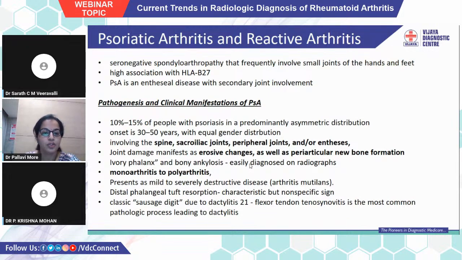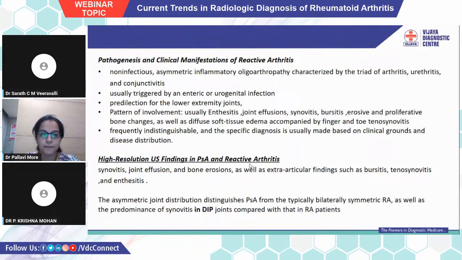It also involves the spine, sacroiliac joints, peripheral joints and or enthesis. The joint damage manifests as erosive changes as well as periarticular new bone formation. The periarticular new bone formation may eventually lead to ivory phalanx and bony ankylosis, which is easily diagnosed on radiographs. It can be monoarthritic or polyarthritic. It may present as a mild to severely destructive disease as arthritis mutilans. Distal phalangeal tuft resorption is a characteristic but non-specific finding of psoriatic arthritis. Classical sausage digit is seen due to dactylitis, with flexor tendon synovitis being the process leading to the dactylitis.